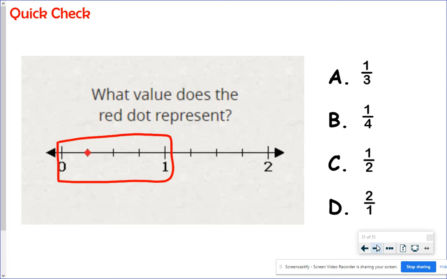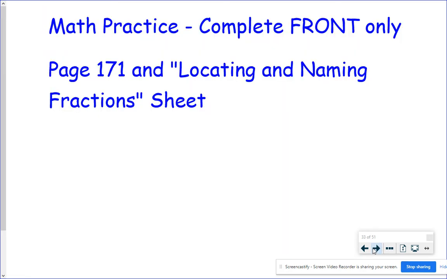But I'm going to go ahead and show you, those of you that get it right, you're going to complete the front only of page 171, and then you're also going to have a second sheet that's going to be locating, naming, and comparing fractions. Those of you who normally work independently, please do that same thing, and you can check answers with a partner. Those of you who normally work in small group, go to the back table, and your substitute will sit back and work through that with you. Once you finish those, if there's time remaining in class, please go to extra math and complete your fluency for today.